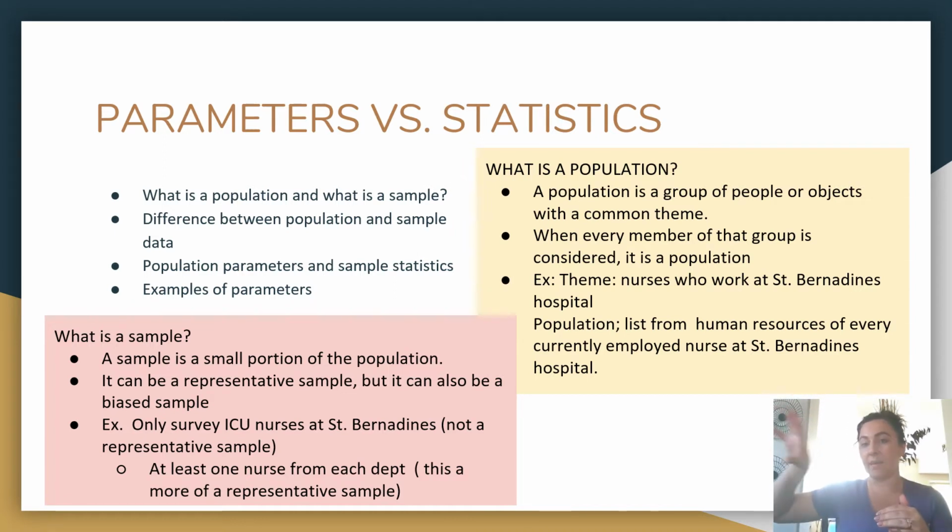Going back to the same population example up here, remember, we were saying that the theme is going to be all the nurses that work at St. Bernardine's Hospital, which means our population is all the nurses that work at St. Bernardine's Hospital. So if we only survey the ICU nurses at that hospital, that's not going to be a representative sample. That sample does not represent all of the nurses in that population, does it? It's kind of biased, isn't it? No, it does not. It's not representative of that population.